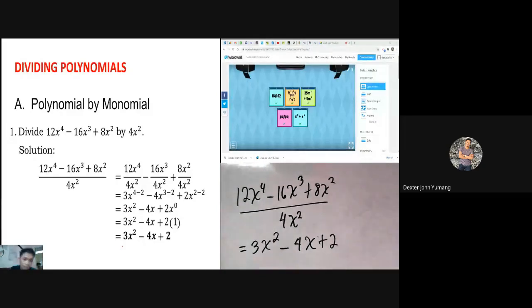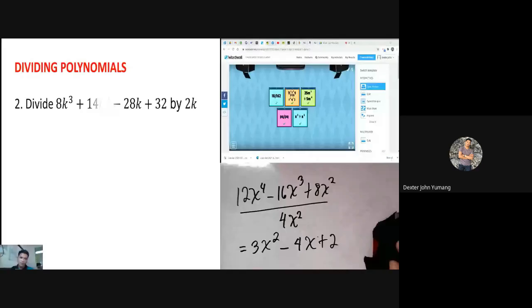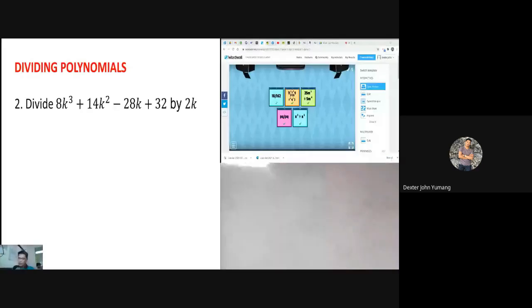Okay, class. Okay, let's proceed now. Let's have this one for the next example. So, ready na siguro? Are you still copying? Ay, wala na po. So, let's have another example. So, we have the given 8k cubed. You try this one first before I will reveal the answer. Sige daw, class. You try it by yourself.